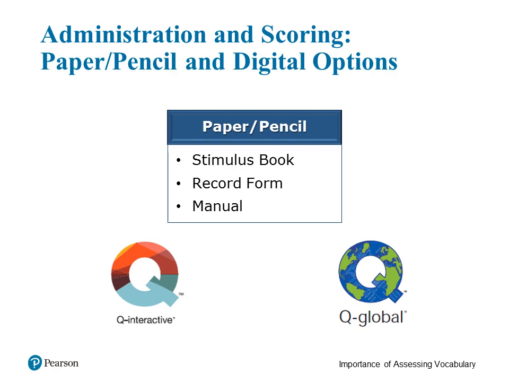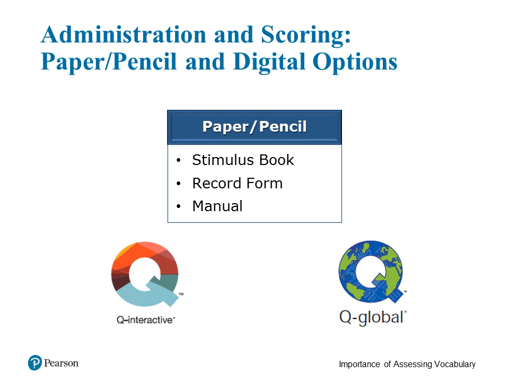As I mentioned, the PPVT-5 and EVT-3 will be available in paper-pencil format and in digital formats. And the digital formats include digital scoring and reporting via the Q Global system, digital stimulus books and manuals via the Q Global system, and digital administration and scoring via the Q Interactive system. The digital completion time for each test on each system is about 10 to 15 minutes. So just a few more words about these digital options.